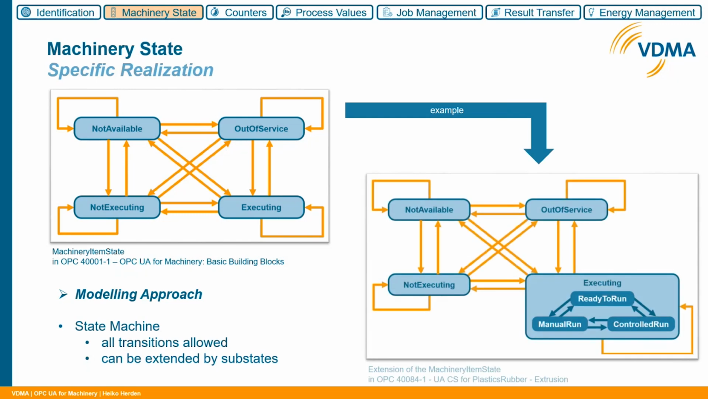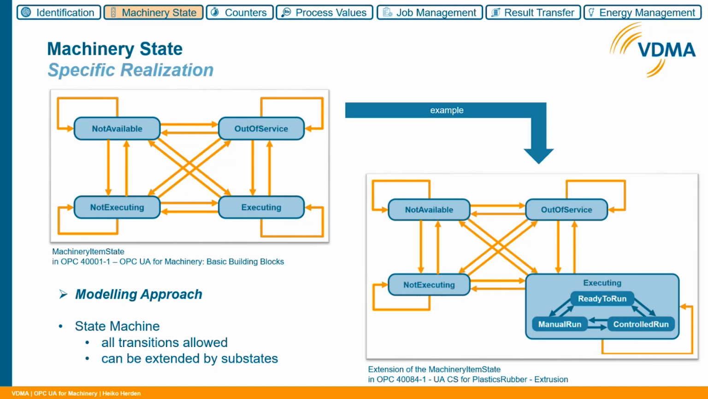And that was done, for example, with the extrusion companion specification. So they defined substates for the topic of executing, and they said when it's in executing, it can either be ready to run, controlled run, or manual run. And in my opinion, that's a super interesting example, because the ready to run in almost every other domain would have been part of not executing. But for the extrusion, the machine needs to be temperated all the time. It needs to heat up to be in that ready to run state. And for that reason, it's in the executing state. So that's how we solved it.